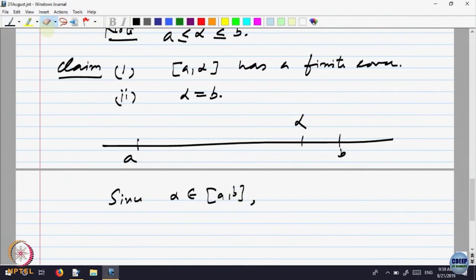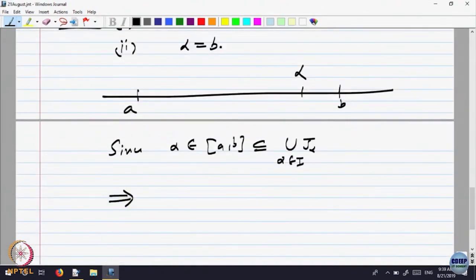So, first of all let us observe that since alpha belongs to [a, b] and [a, b] is covered by the given covering, [a, b] is covered in the union of J alpha. Just a minute, I think I am using the same alpha here and there. So, let us change one of them, probably this indexing set, let me call it J lambda. It does not matter what you call it, so that no confusion comes. So, the open cover is J lambda. I will just rename it.